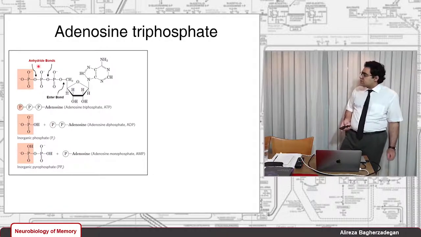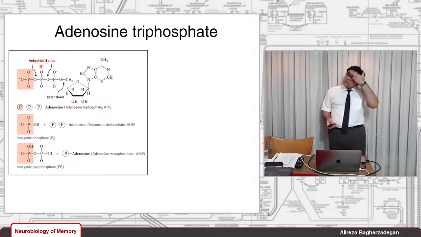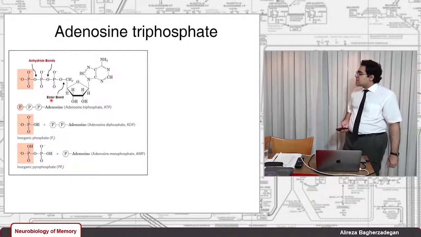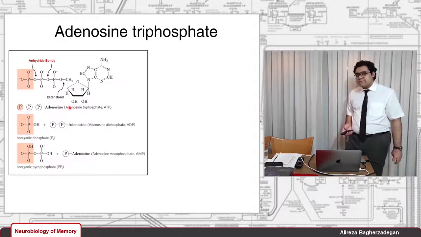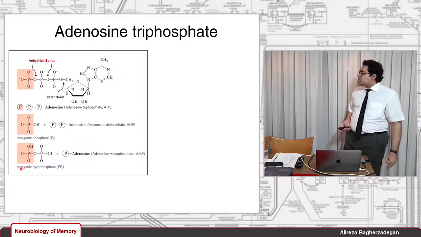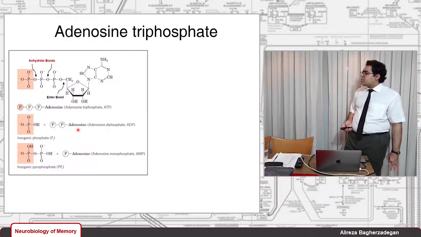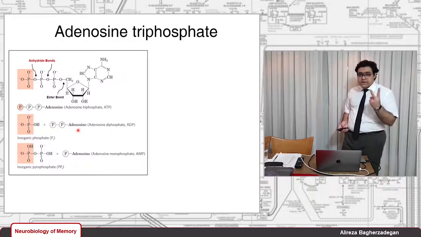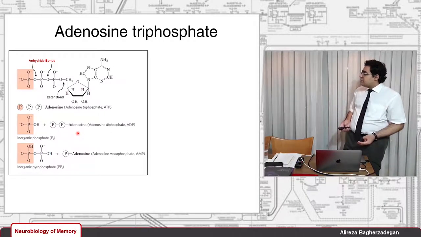These anhydride bonds are the energy-containing bonds. So we have three phosphates, thus we call it adenosine triphosphate. When we remove or hydrolyze one of these phosphates, we end up with adenosine diphosphate, two phosphates. And if you remove two of them, we end up with adenosine monophosphate, one phosphate.